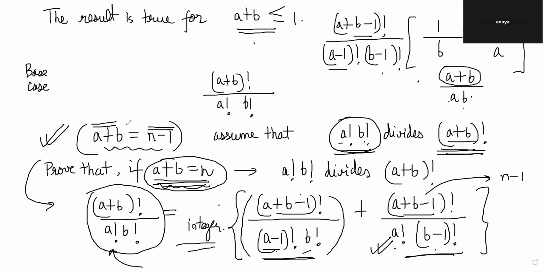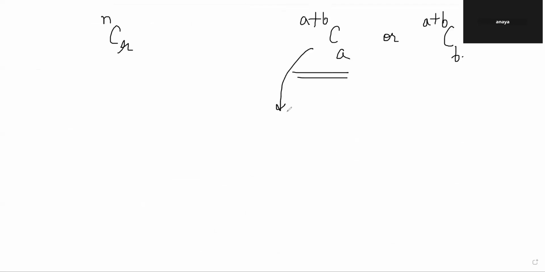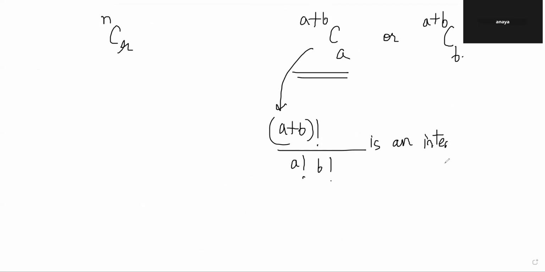But obviously, the best proof is the combinatorial proof, where you can say that nCr means the number of ways of choosing r things out of n things, and is obviously an integer. So here we are choosing a things, or we are choosing b things out of a plus b things. And both of these expressions automatically give you that this divided by this is an integer.